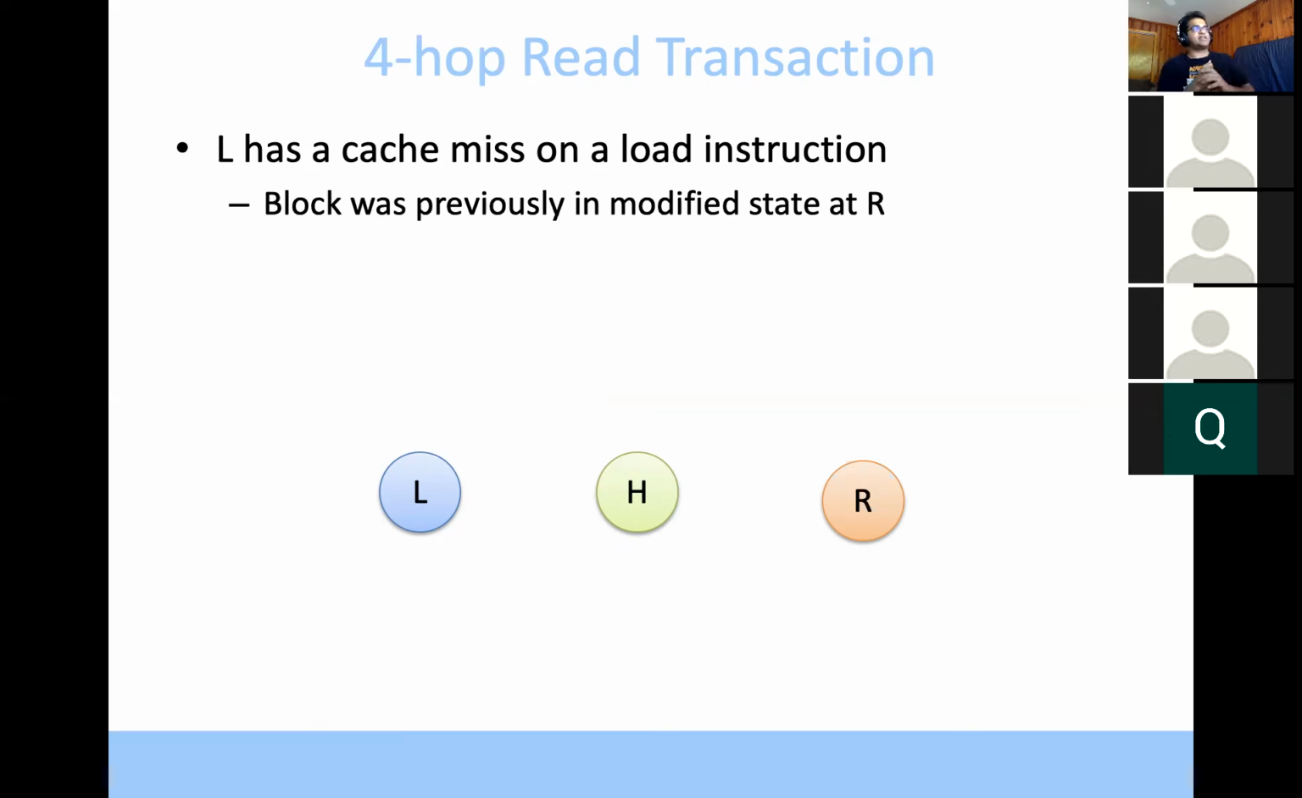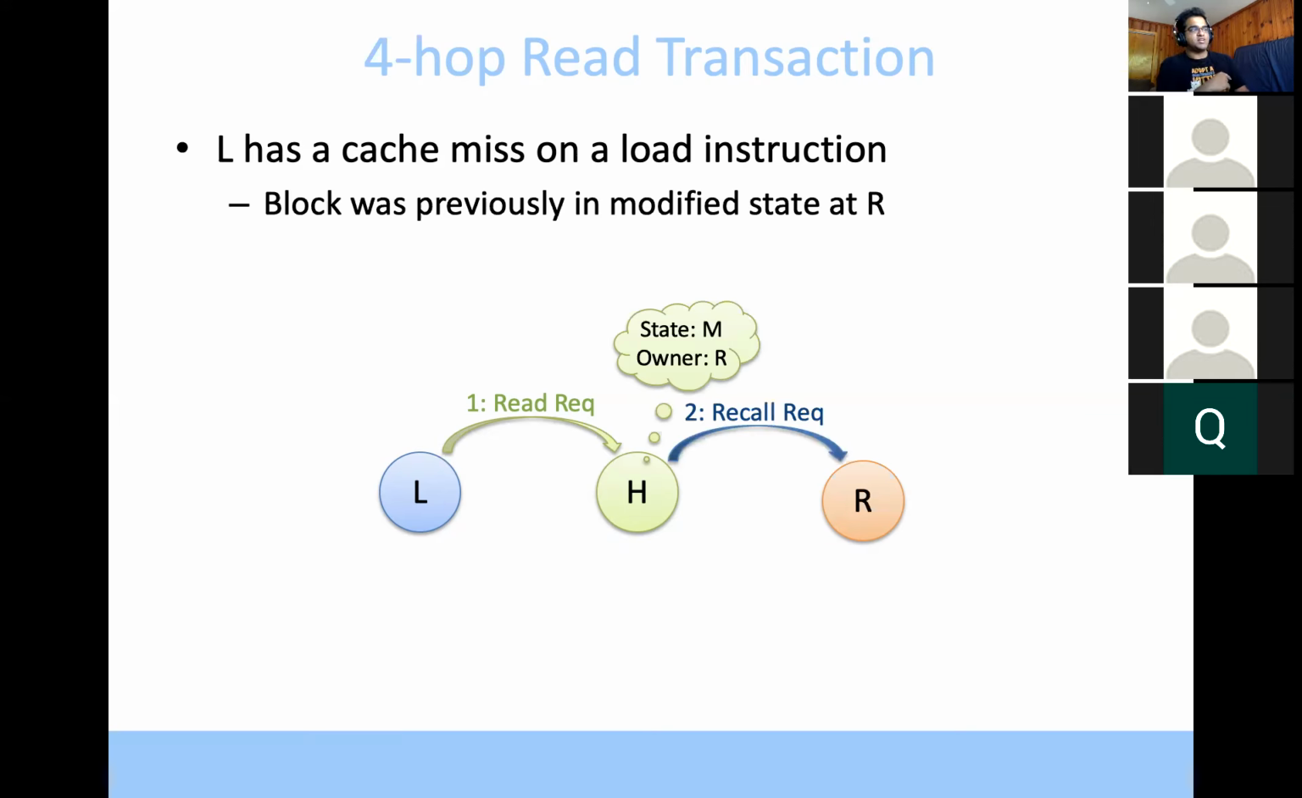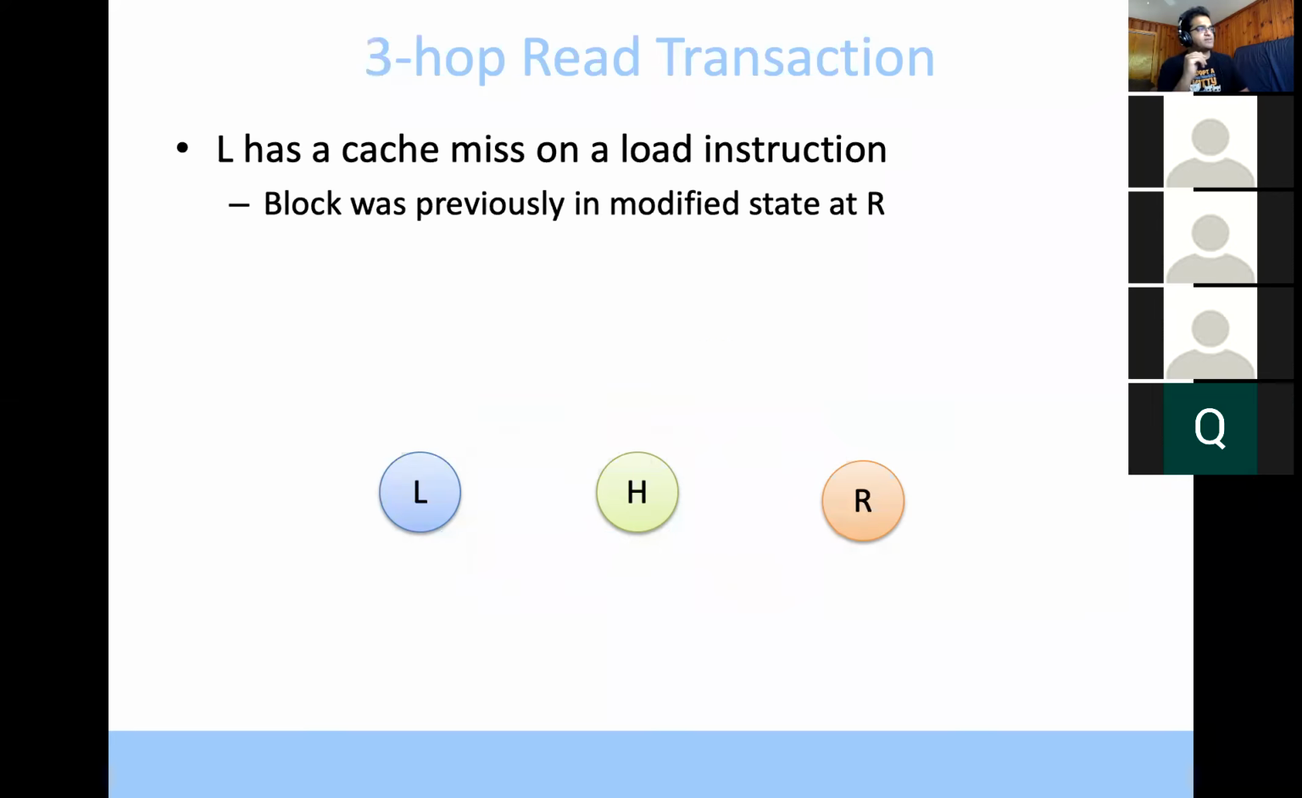Let's say L has a miss on a load, but the block was previously in modified state in some other cache, let's call it R, right? So you send the read request to H. H says, what is the state currently maintained? State is modified, owner is R. So then the home directory will send a request called a recall to R, which says, I'm revoking your modified state, or your ownership of this cache line, return the value to me. So R replies to that recall with the data, and then H will reply to L. Now the state has to transition to S, and there are no owners, but there will be sharers, which are L and R.